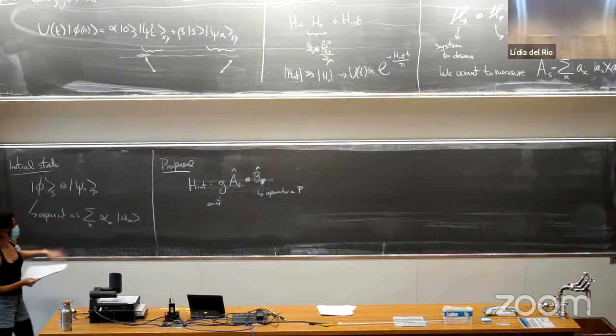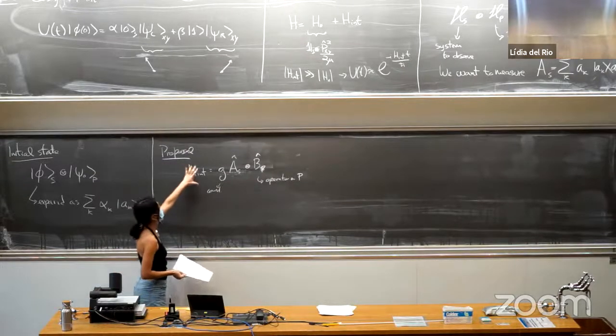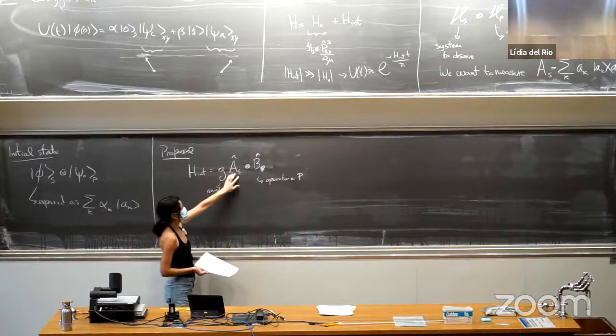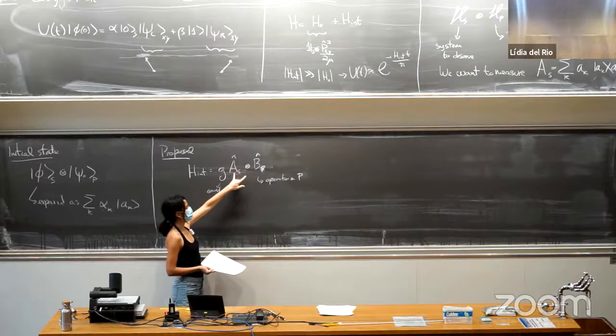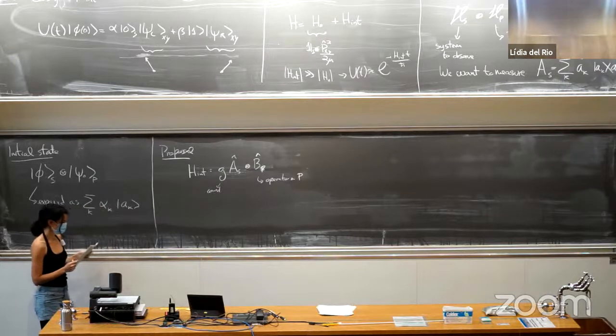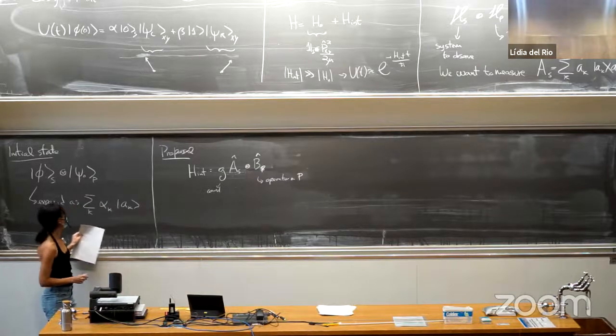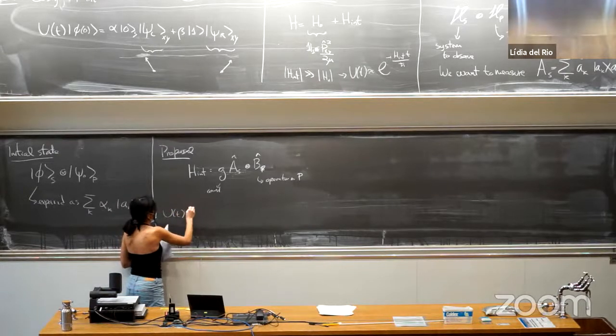So this is the first time we see a Hamiltonian that is not just something in the first system times the identity on the second plus the other way around. This time there's actually something in both systems at the same time. Okay. So now we need to see what is the action of U of t on the initial state, right?